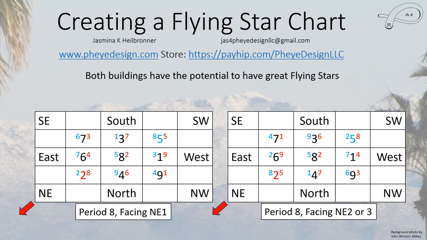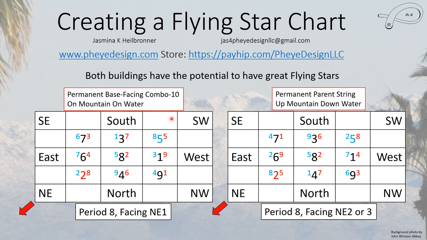Both of these buildings have a potential to have great flying stars. This one has a permanent base facing combo 10. It actually also has a temporary, a 1 year or an annual base sitting arrangement too. So that's actually quite good. It also has the on mountain, on water formation. This one has a permanent parent string, and it also has the up mountain, down water formation.